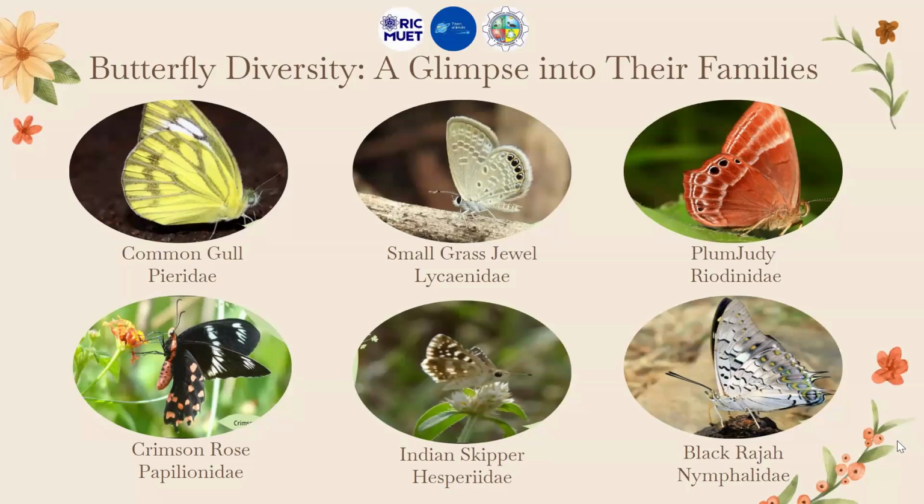Then we have Indian skippers from the Hesperiidae family, and they are also called small skippers. And then we have the Nymphalidae family, the example is Blue Raja.